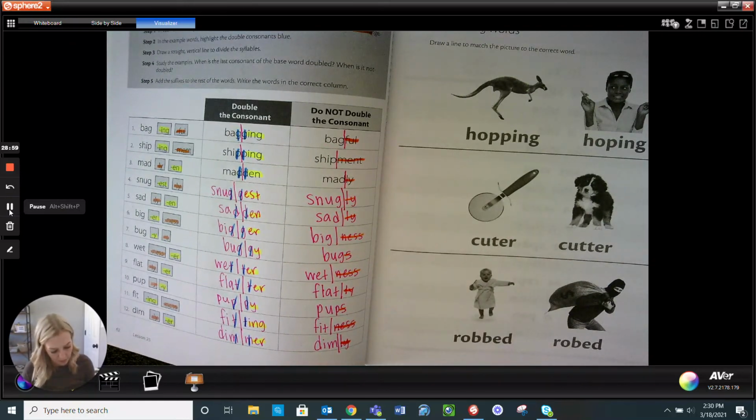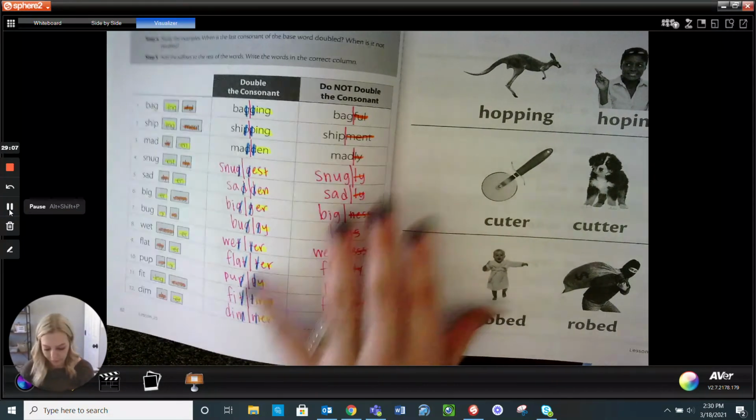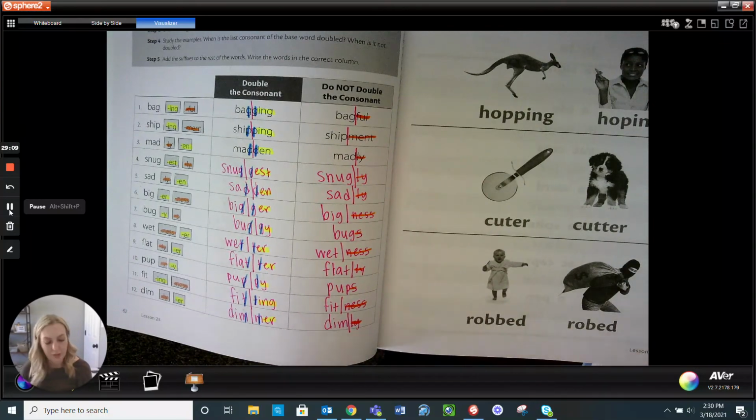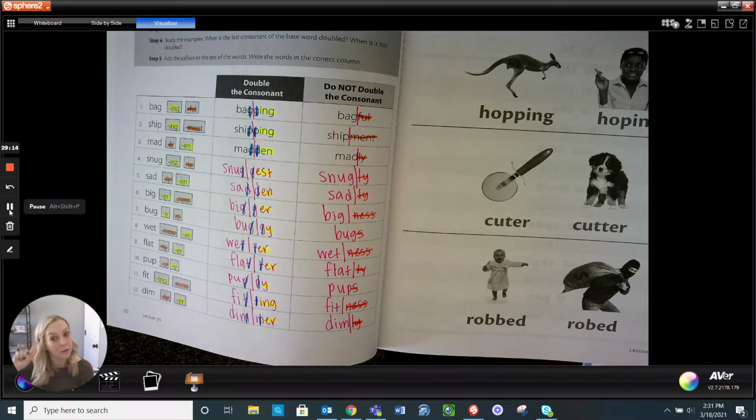So, here is a tip to help you keep in mind when testing whether to double the consonant. The base word must end in one vowel and one consonant, seen or heard. What do you think that means? It means that both the vowel and the consonant must be written with a single letter phonogram and make only one sound.